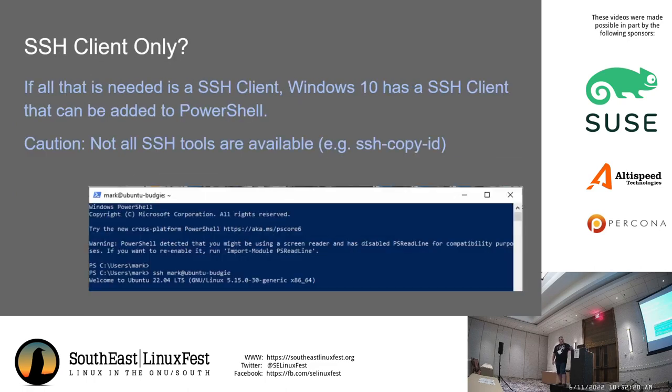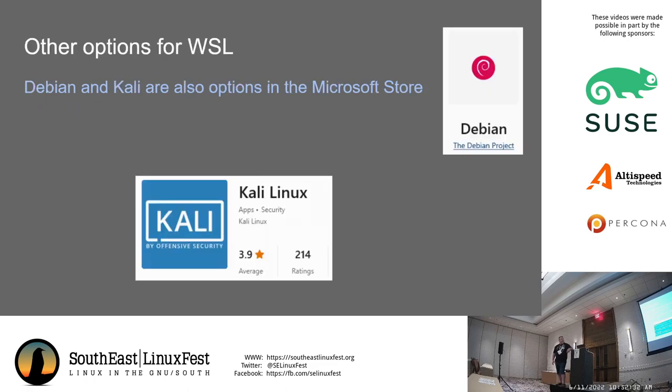But the PowerShell SSH, yeah, it's there. I haven't really found that I use it that much. Now, while I've been talking about the Ubuntu CLI, there are other options. You can get Debian and Kali Linux and a number of others. So look for those in the Microsoft Store also. Again, they're all going to be basically the same type of thing, a Linux CLI only. But those are there. Kali Linux will come with some tools.